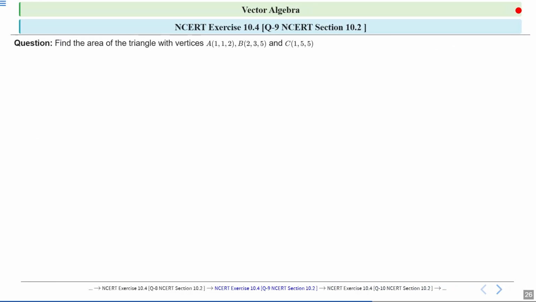Next is NCERT exercise 10.4 question number 9, where we are asked to find the area of a triangle given its three vertices A as (1, 1, 2), B as (2, 3, 5) and C as (1, 5, 5). Clear? Notice that these are points in three-dimensional space. Our goal is to use the vector method to calculate the area of the triangle formed by these points, right? So let's see how we can solve this.